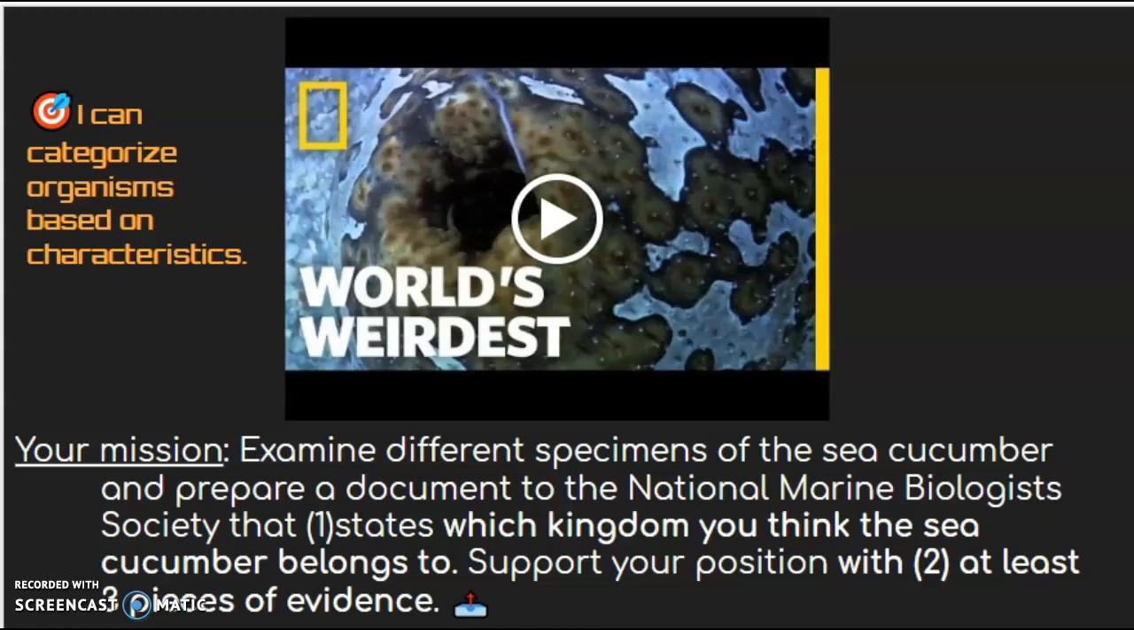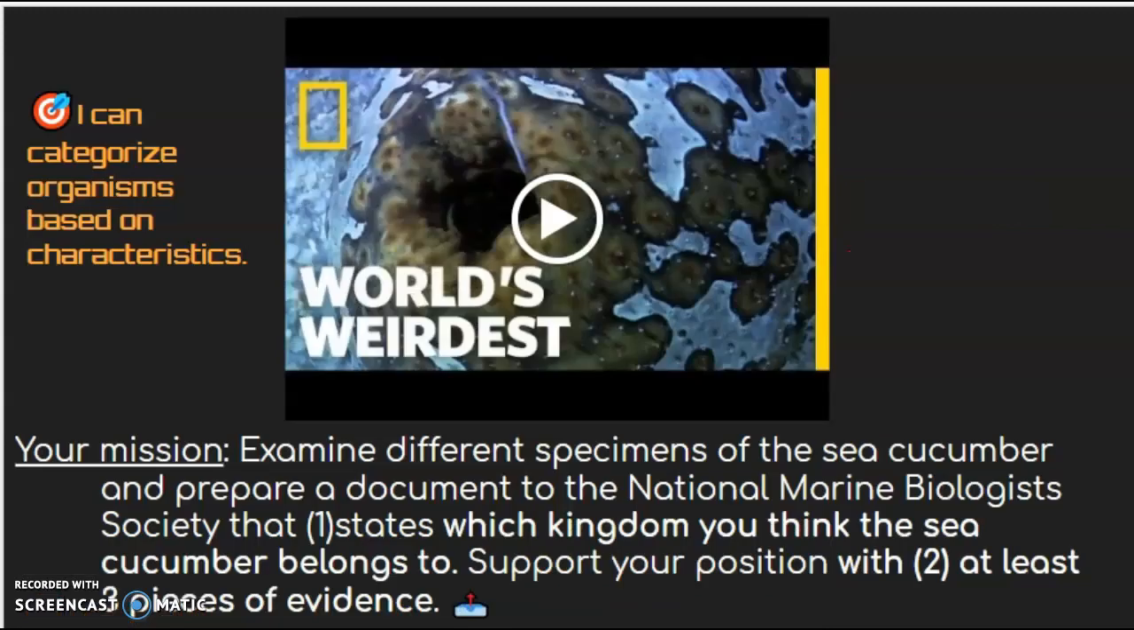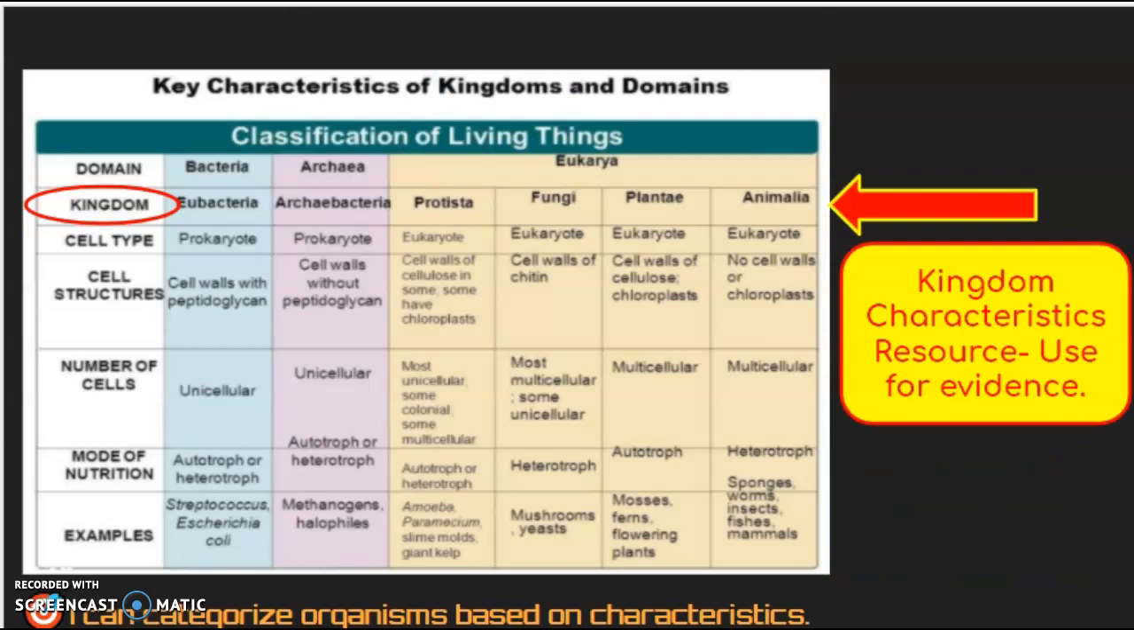So then you'll watch and see how weird the sea cucumber is. Then what I would advise, and in Canvas, go to Google and do a Google image search and see how different and various the sea cucumber is. Okay, and here's the key characteristics. So once you've made your observations, you've seen it, and then you're going to look at this table and compare it to the different traits.